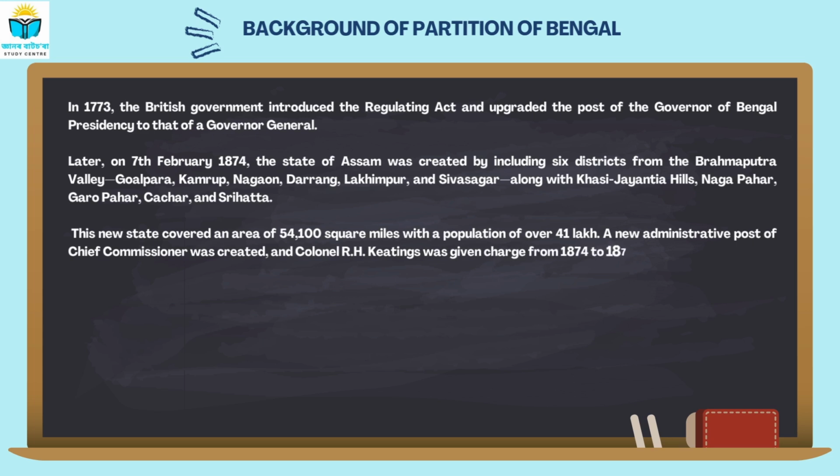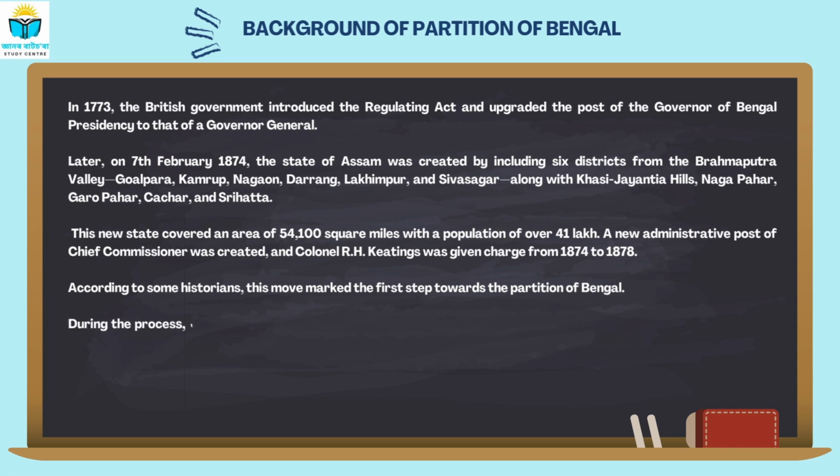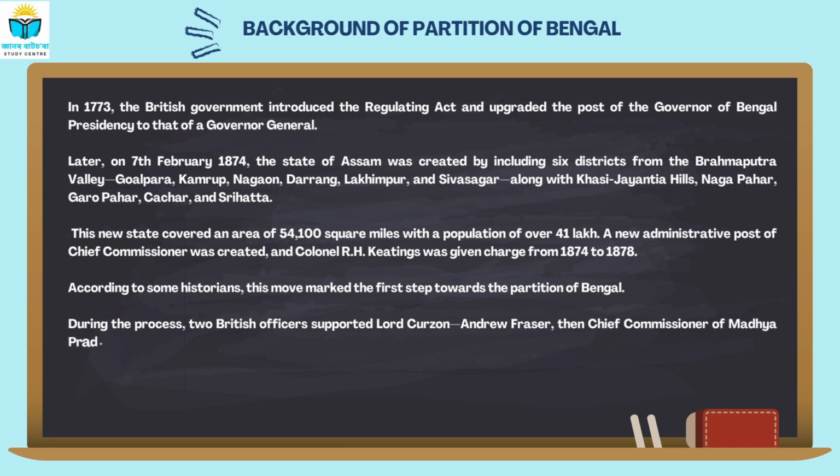A new administrative post of Chief Commissioner was created, and Colonel R. H. Keatings was given charge from 1874 to 1878. According to some historians, this move marked the first step towards the partition of Bengal. During the process, 2 British officers supported Lord Curzon: Andrew Fraser, then Chief Commissioner of Madhya Pradesh, and J. Bamfield Fuller, Chief Commissioner of Assam.